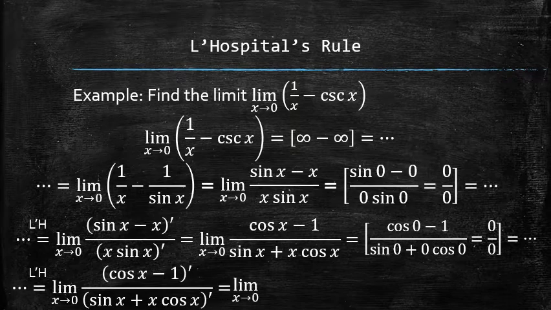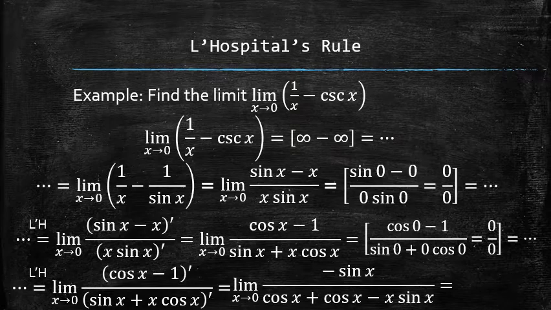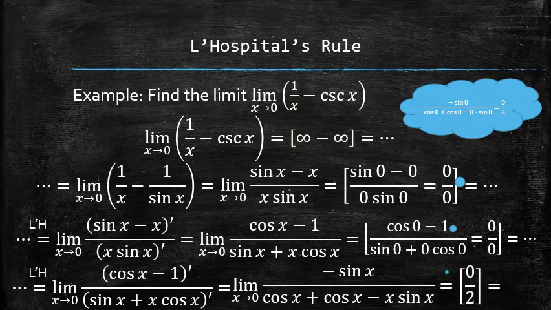And again, after each application of the L'Hopital's rule, we must re-evaluate the form of the limit. Now, since it's not of any indeterminate form, we find the limit by simply performing the arithmetic.